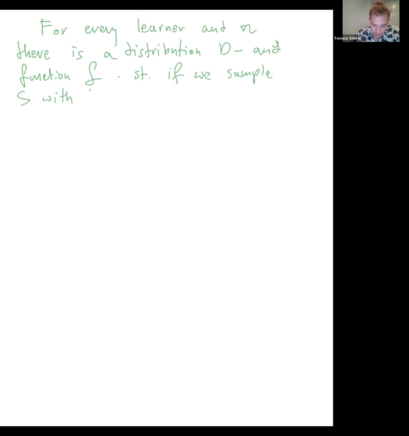So there are many samples for every learner. There is n, there is a distribution D, and a function f, such that if we sample S of size 2n, then we have that the probability with respect to D of the expected error of our learner and the expected error of the function f, they are far away with quite big probability.